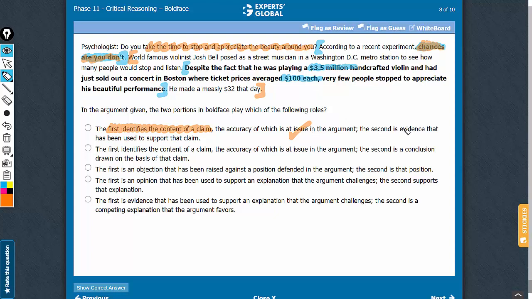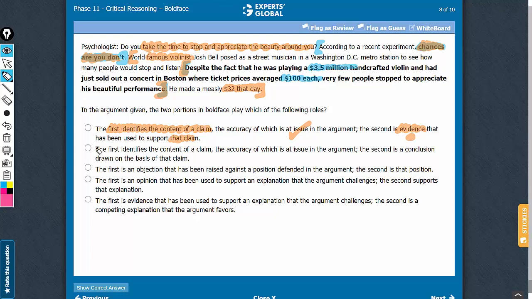The second is an evidence. Yes, it can be called an evidence. It is a concrete factual data that has been used to support that claim. Yes, this entire example here suggesting that the famous violinist made only $32 that day supports this claim here that no, we do not take time to stop and appreciate the beauty around us. So answer choice A does everything right. This is likely the correct answer choice.